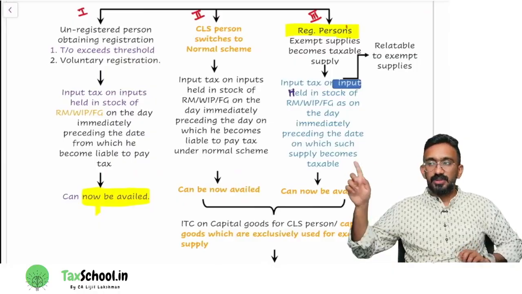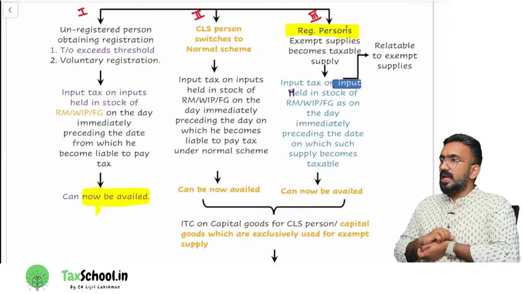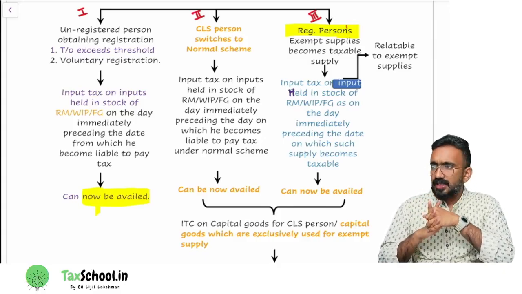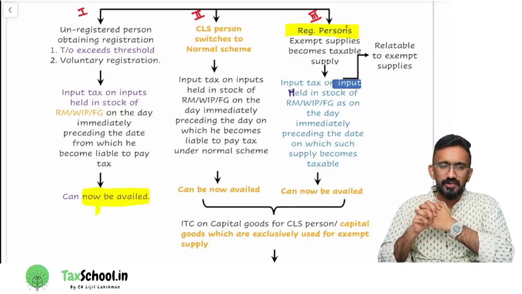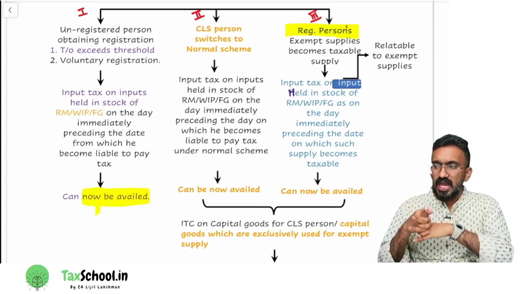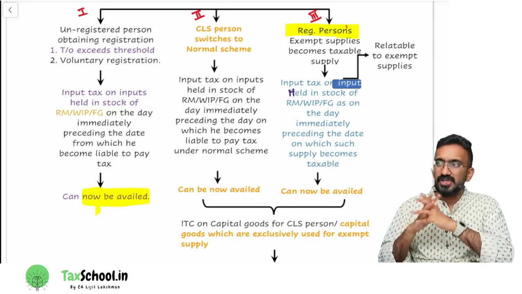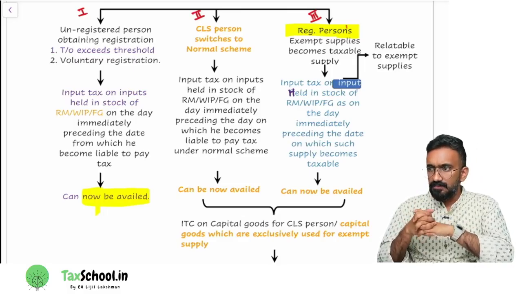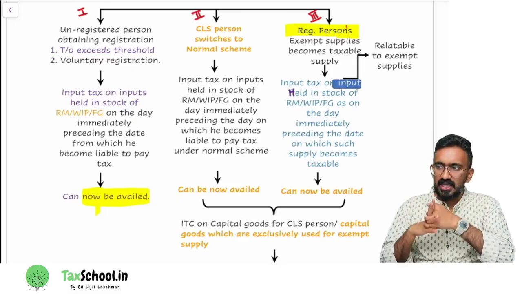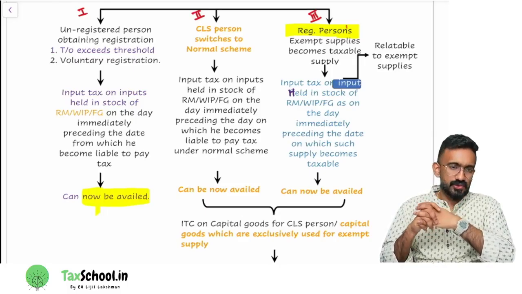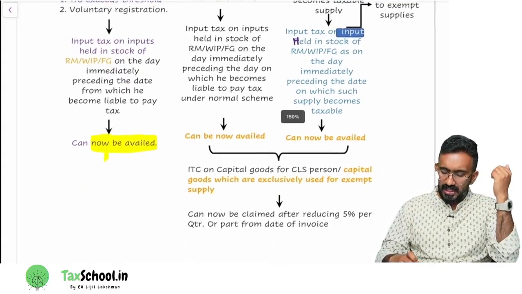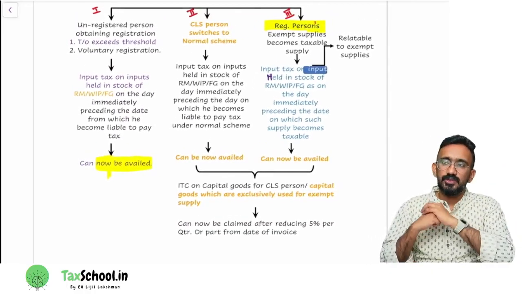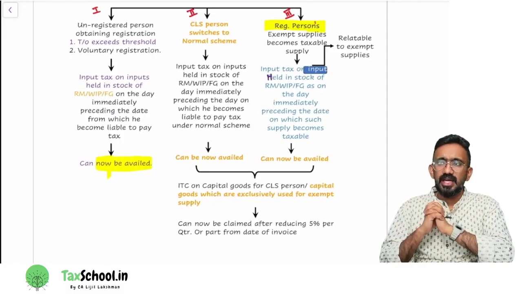So if you look at the scenario here, in second scenario and third scenario, what is third scenario? Let's read third scenario. A registered person's exempt supply become taxable supply. In that case, input tax on inputs held in stock of raw material, work in progress, finished goods, as on the day immediately preceding the date on which such supply becomes taxable can now be availed. ITC on capital goods for CLS person. Capital goods which are exclusively used for exempt supply can now be claimed after reducing 5% per quarter or part. So this is also going to be allowed now.